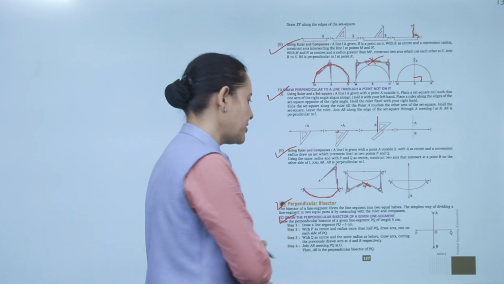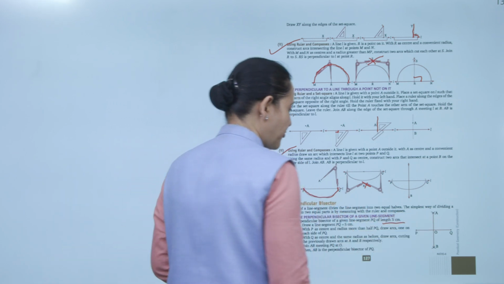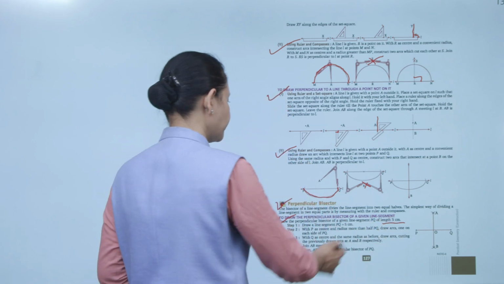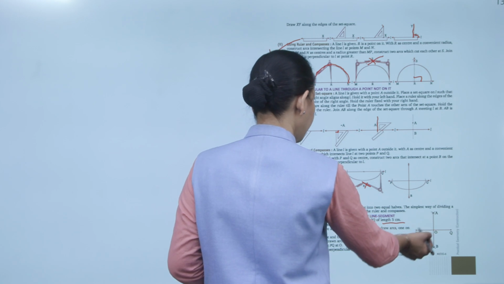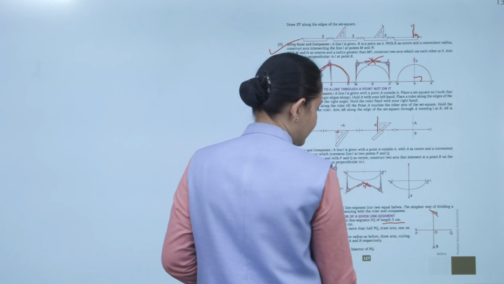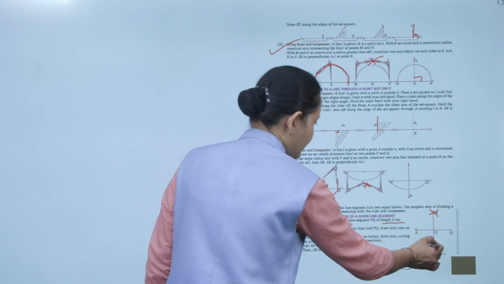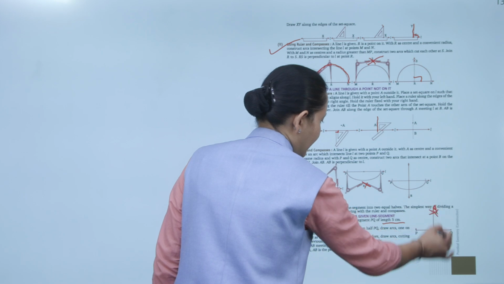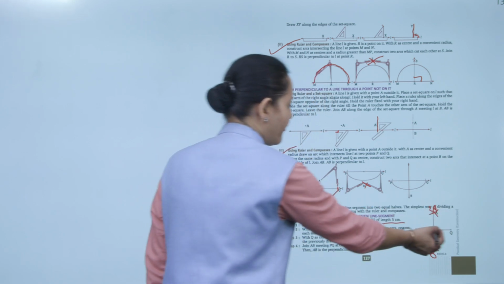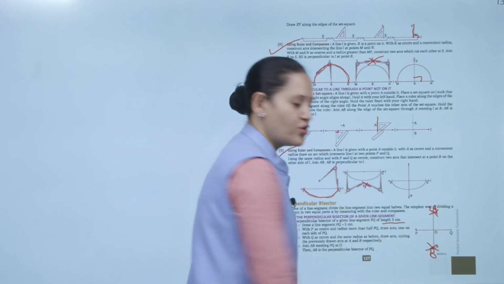So to draw the perpendicular bisector, we have taken a line segment PQ of length 5 cm. Now we will take P as a center and the radius more than half of PQ. Take P as a center, draw an arc this side and another this side. Now Q as a center, same radius, draw an arc. This is the point A and this is point B. We'll join them. So this will be the perpendicular bisector of line segment PQ. Here PO equals OQ. Clear?